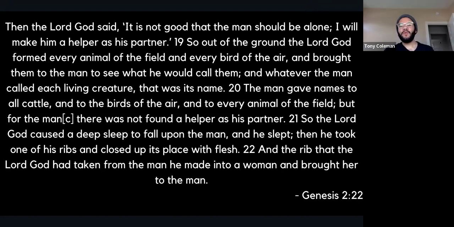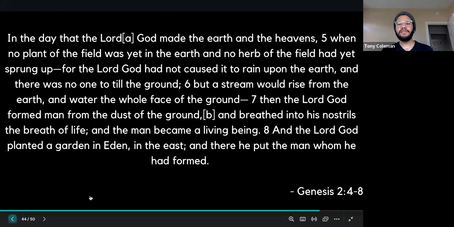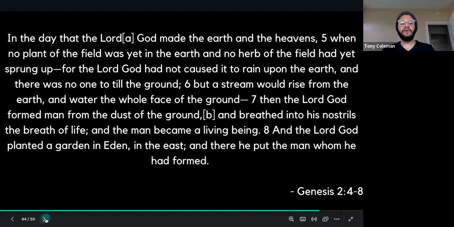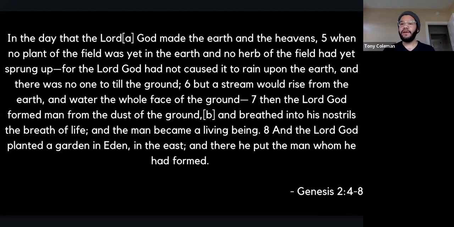In Genesis 1, we have a kind of chronology of the steps of creation, and it culminates in God creating male and female out of God's image. Then in Genesis chapter 2, we have a reiteration of all of those steps. In the day that the Lord God made the earth and the heavens, no plants, we have a kind of rehearsal in a way.